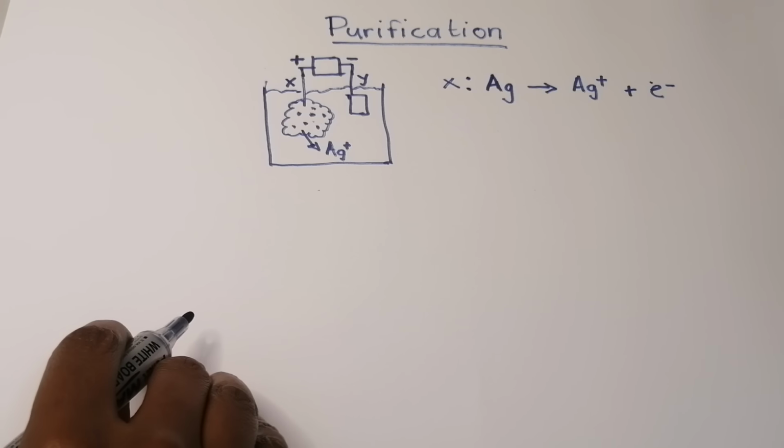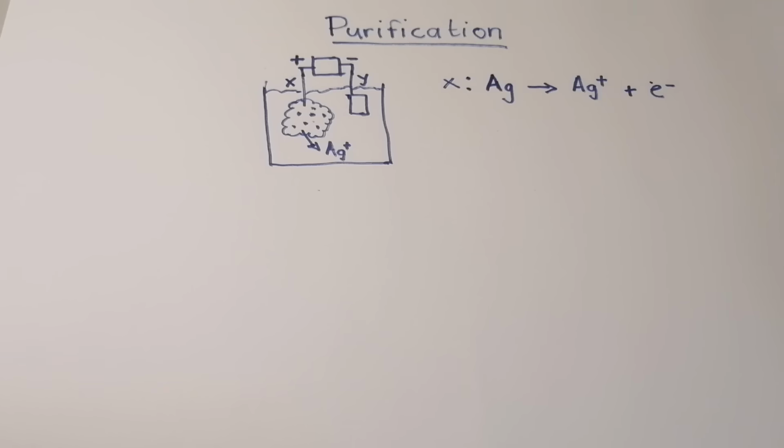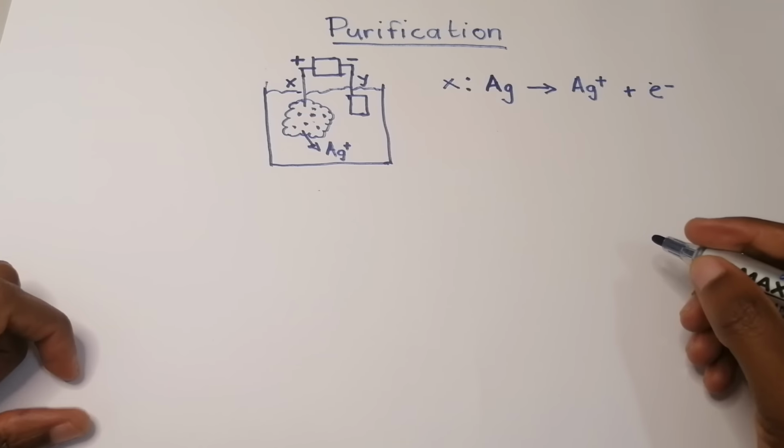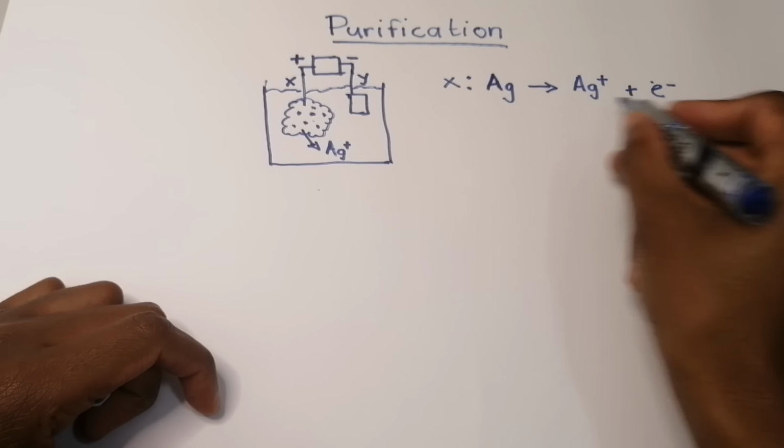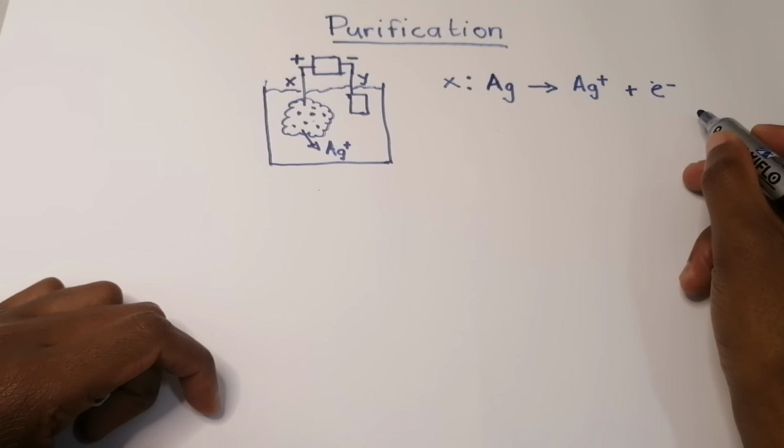Now, the beautiful thing about the purification process is the reaction that takes place. If you think about what we said about the galvanic cell, we said, what type of reaction is this? In this case, it's the loss of electrons.